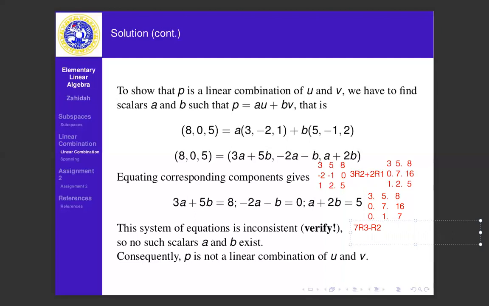And then from here we have our last row. We have 0, 0, and this one not 0, right? 49 minus, so we have 33 here. What does that mean? We have 0 times A plus 0 times B equals 33. This is a contradiction, right? It means the system is inconsistent, so no such scalars A and B exist. Since we have no scalars, our vector P is not a linear combination of U and V.